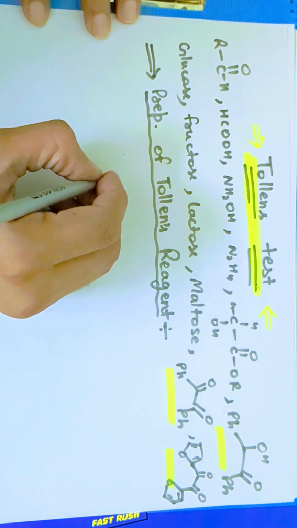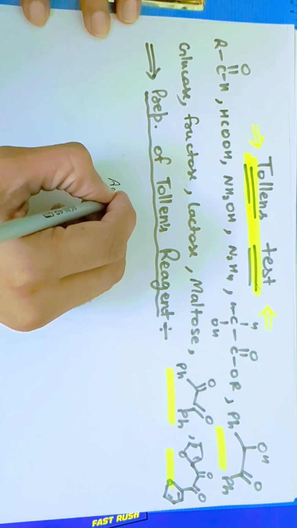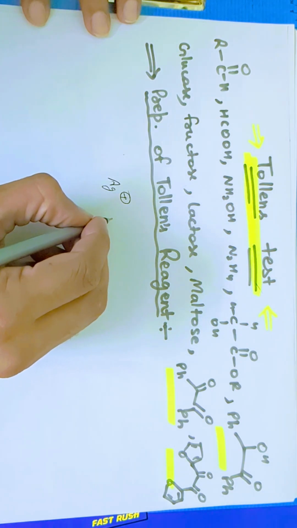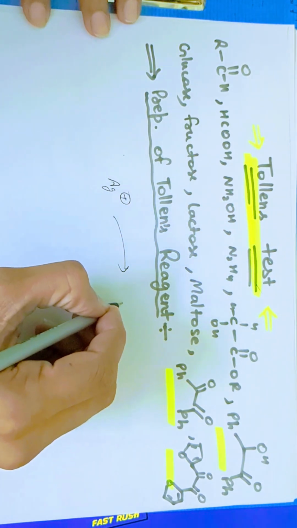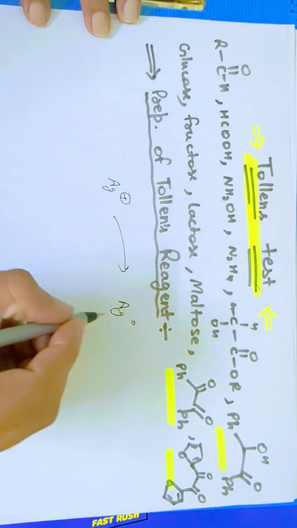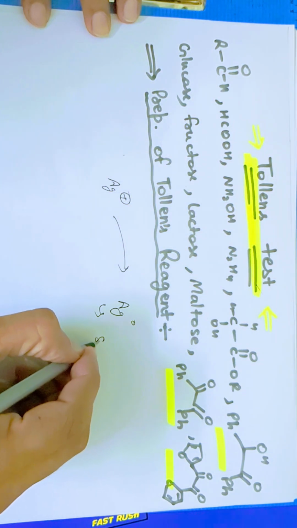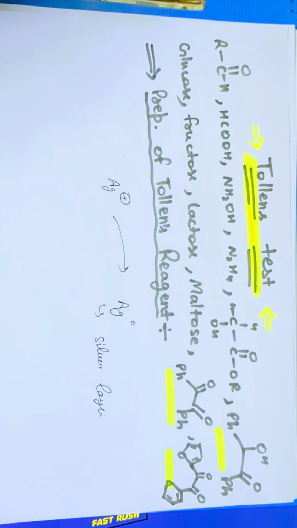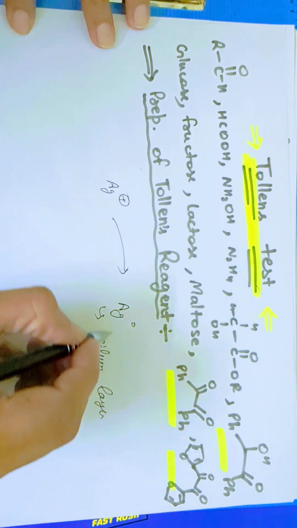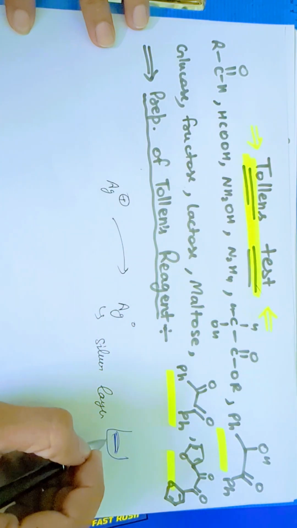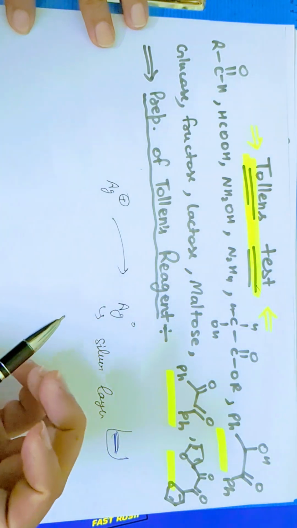There is silver in the +1 oxidation state, and after reacting it converts into elemental silver, Ag, which gives us a silver layer. So from here we get a concept: if there is a formation of a silver layer after a reaction, that means it gives a positive Tollens test.